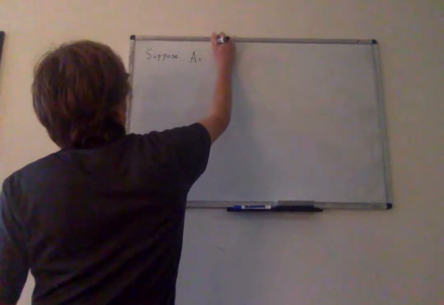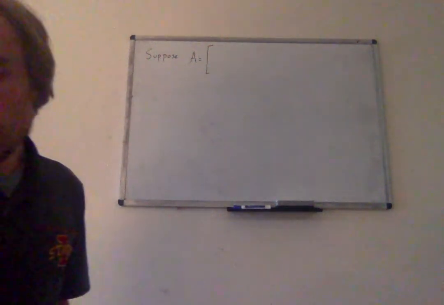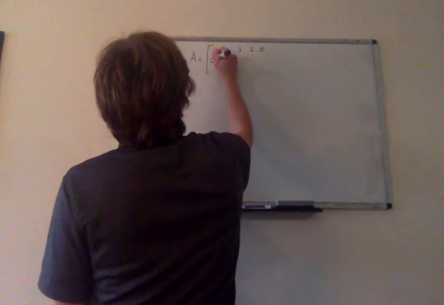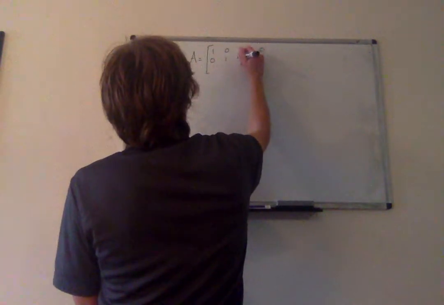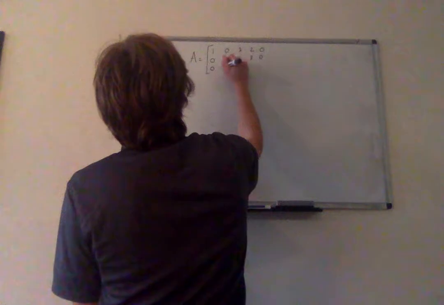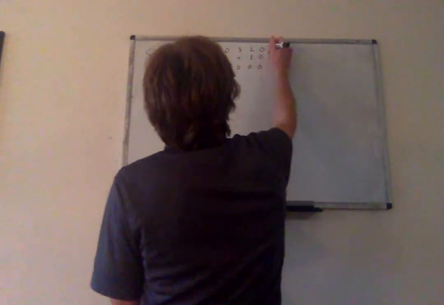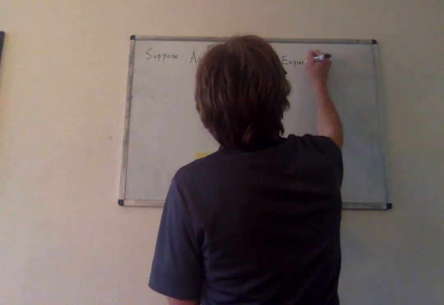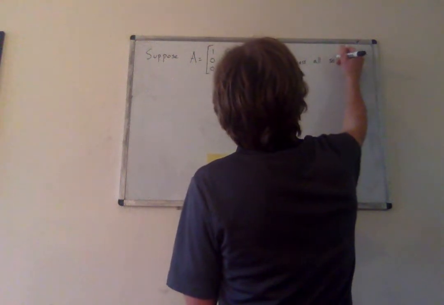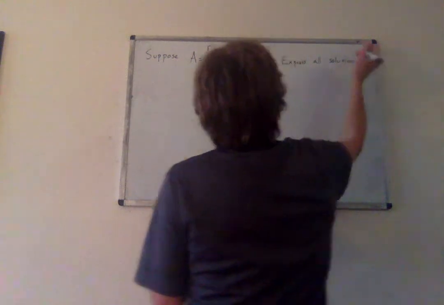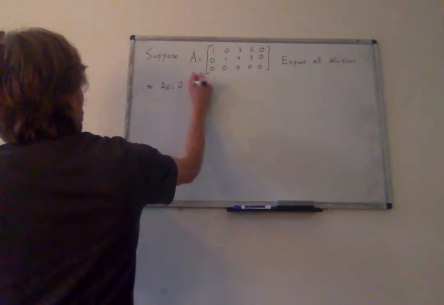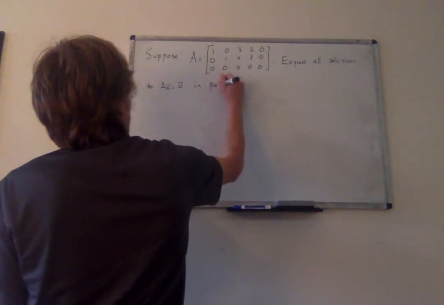So suppose A is the following matrix. 1, 0, 3, 2, 0, 0, 1, 4, 3, 0, 0, 0, 0, 0, 0. Express all solutions to Ax equals 0 in parametric vector form.